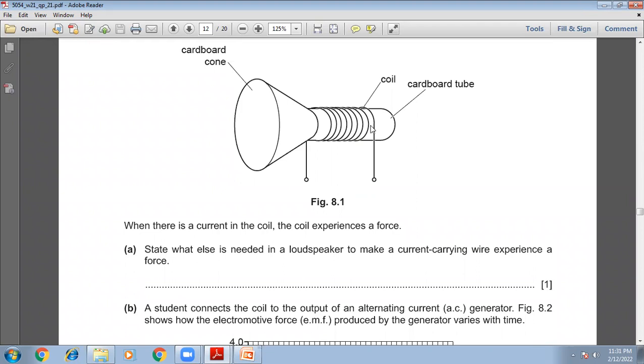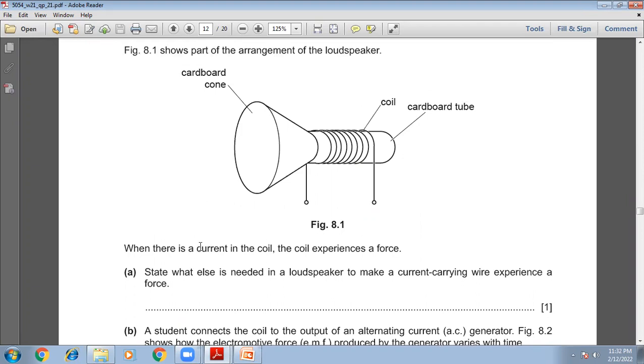So this current carrying coil can experience a force if we put a permanent magnet here. So the answer here will be a magnet. If you have ever seen any speaker, you will always find that we have a magnet at the back of the speaker.